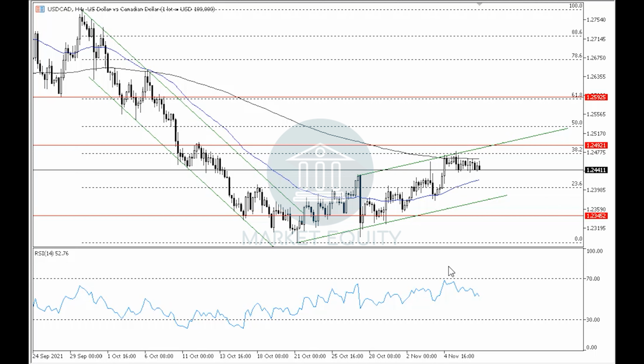If we notice the RSI indicator in the 4-hour time frame, then we can see that by rebounding down off of around level 70 near the overbought area, it supports the probability of returning to the previous downtrend in the 4-hour time frame. That was it for the US dollar versus the Canadian dollar.